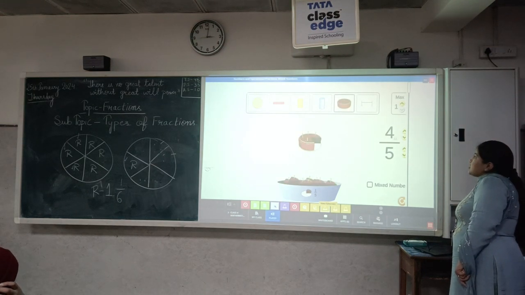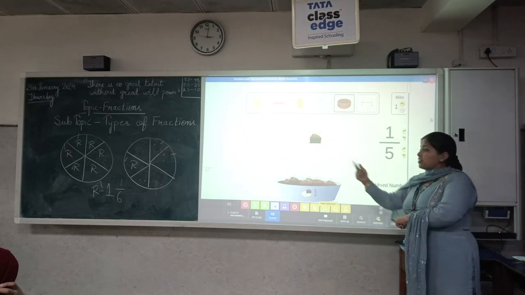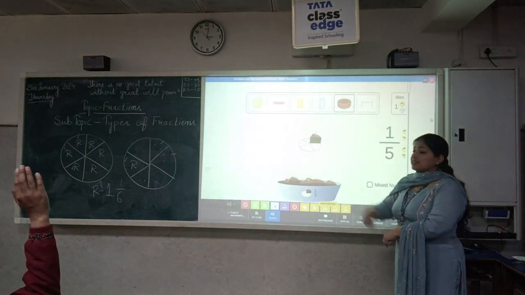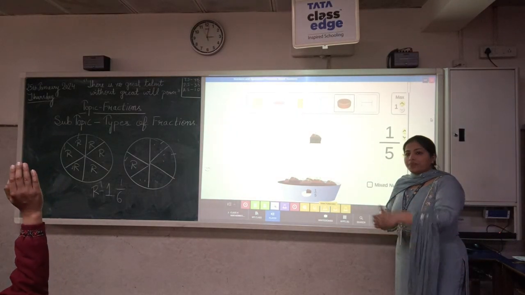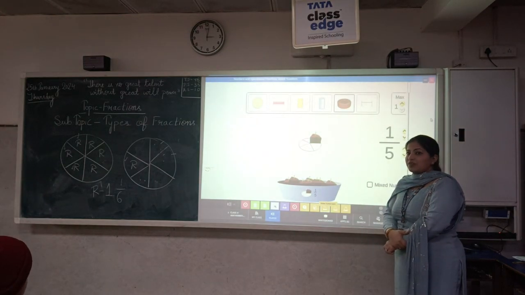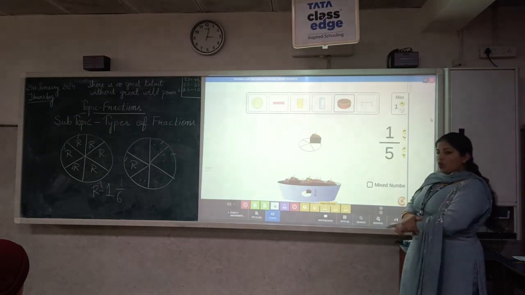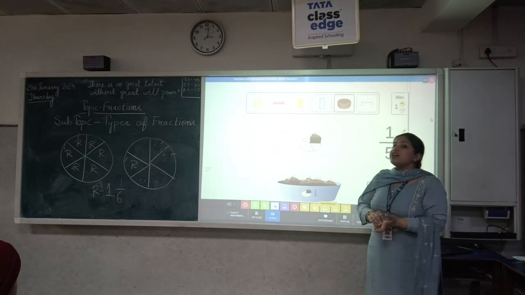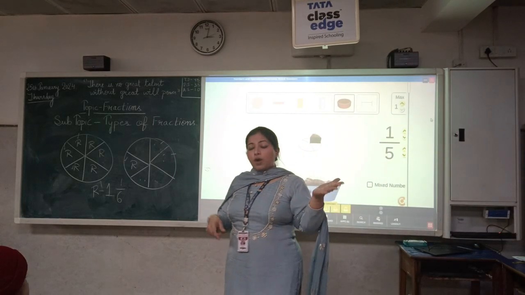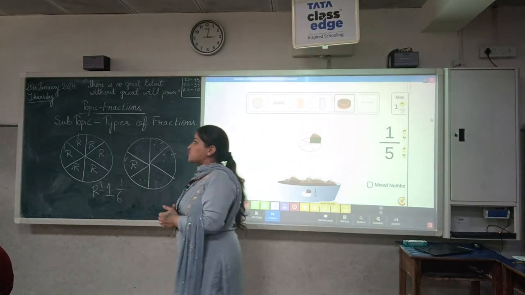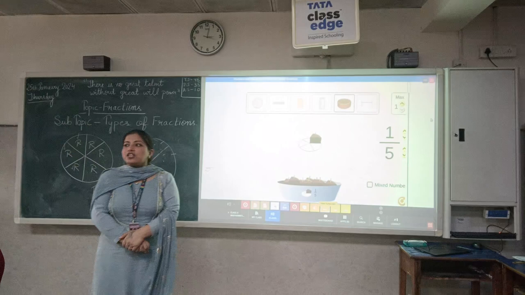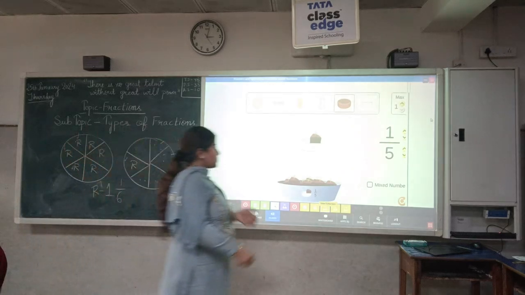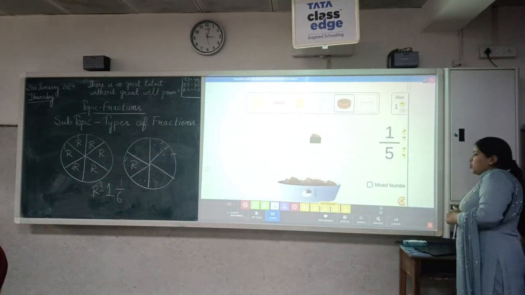So now what is the fraction of cake left in this figure? Yes, Kushagra, what is the fraction? Ma'am, proper fraction. Okay, yes, it's a proper fraction. But here it is written, what type of fraction? A unit fraction, 1 upon 5. So a proper fraction is also sometimes called a unit fraction. Okay. Now, let's see some more examples.